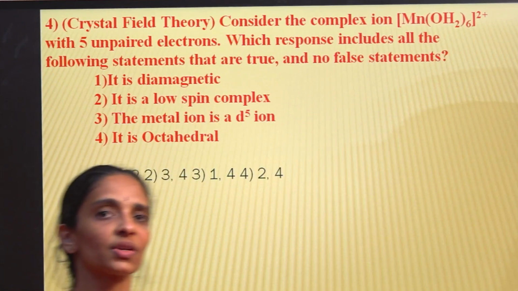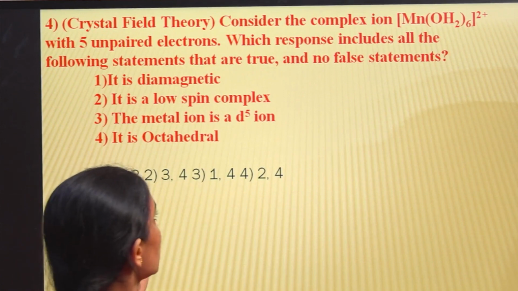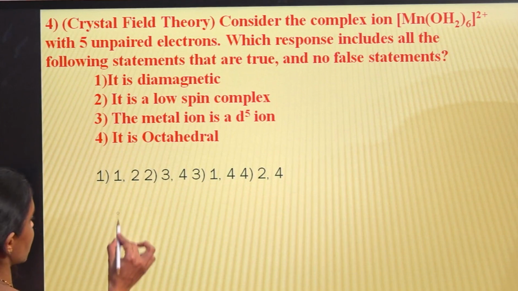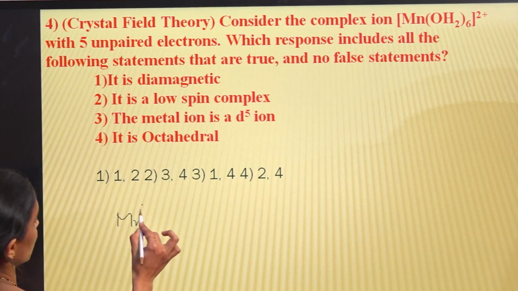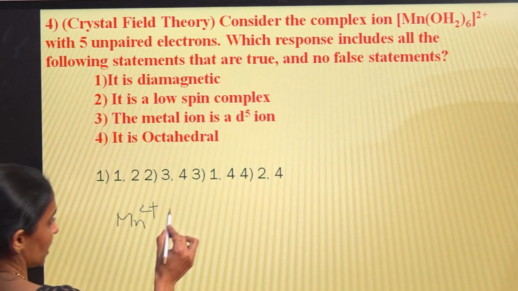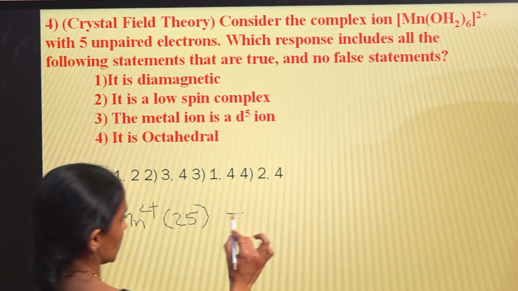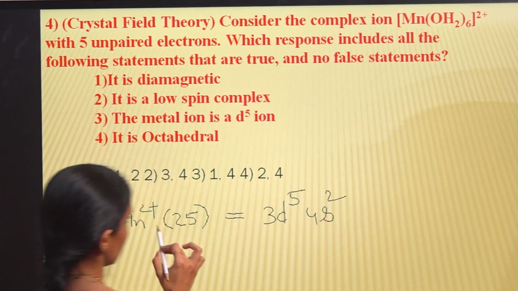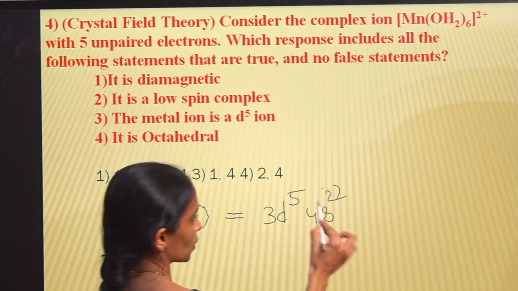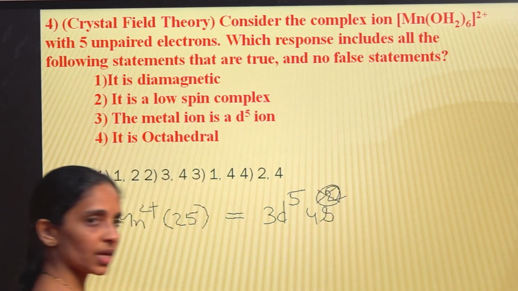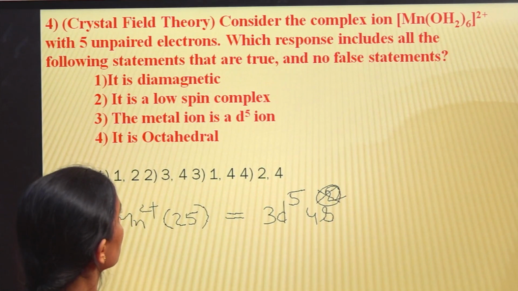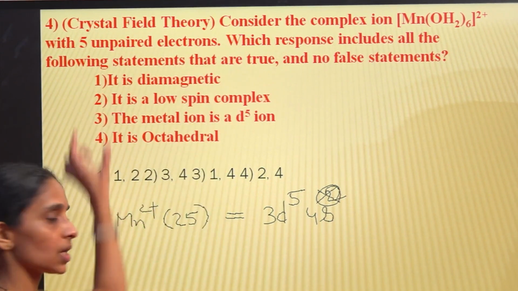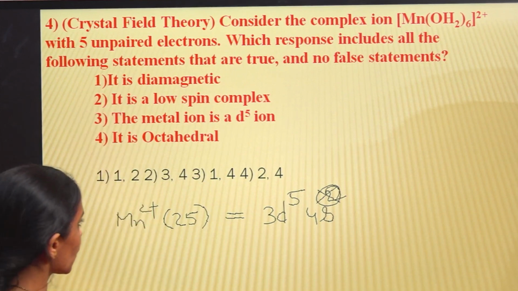Again, it's a question on crystal field theory. Now, the complex given is a manganese complex, and manganese is present in which form? Mn2+. Manganese is 25. That means it is 3d5 4s2, but because it is 2 plus, these 2 electrons have to be removed. So it is 3d5. It is given that it contains 5 unpaired electrons. Okay, 5 unpaired electrons. So how do you write the configuration?